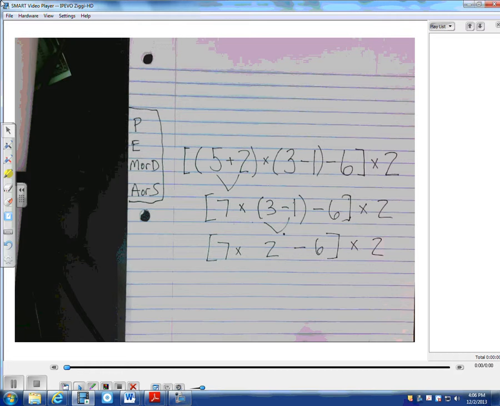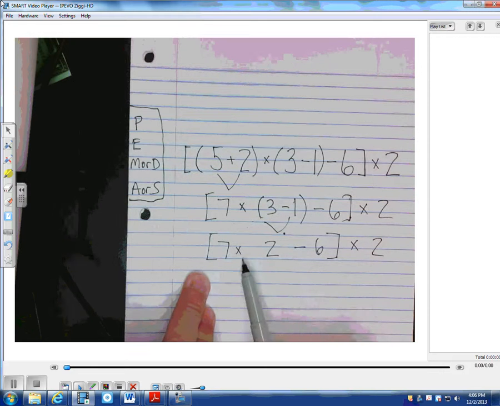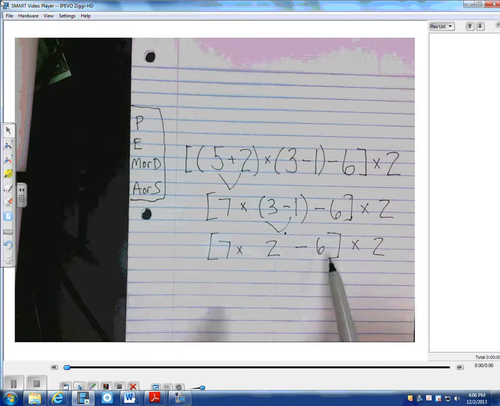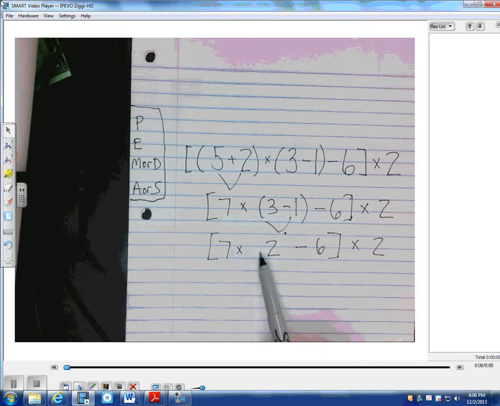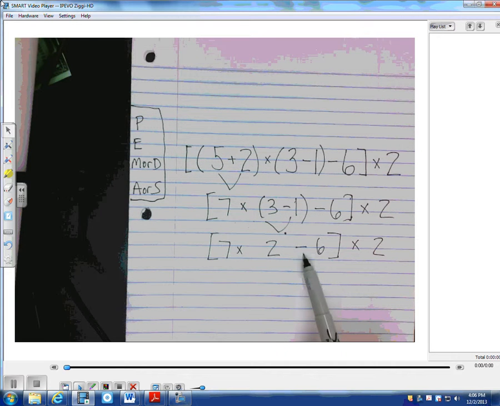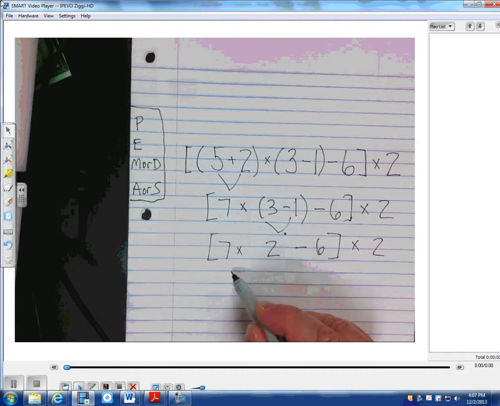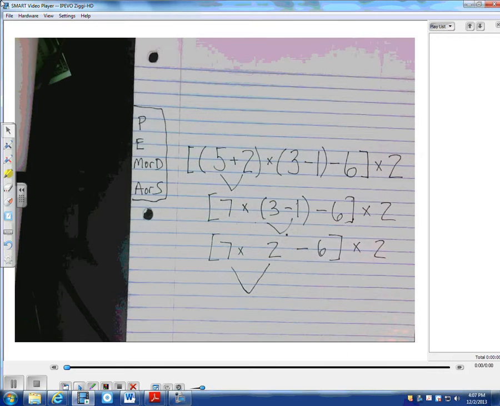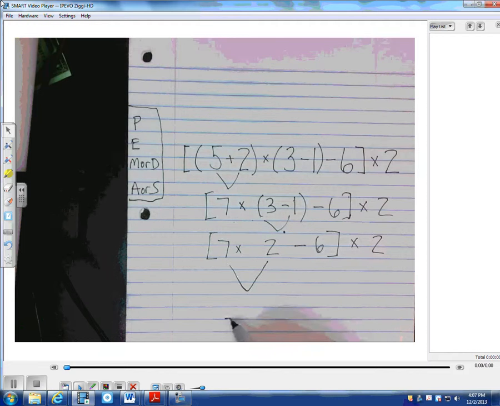Okay? So now I'm inside my brackets. Inside my brackets, I have 7 times 2 minus 6. So I go to my order of operations. I know if I have multiplication and subtraction in the same problem, I need to multiply first. So that's what you will do from this point on. You will multiply that together. That will give you an answer. We still have our brackets here. We would then subtract 6, then multiply by 2.